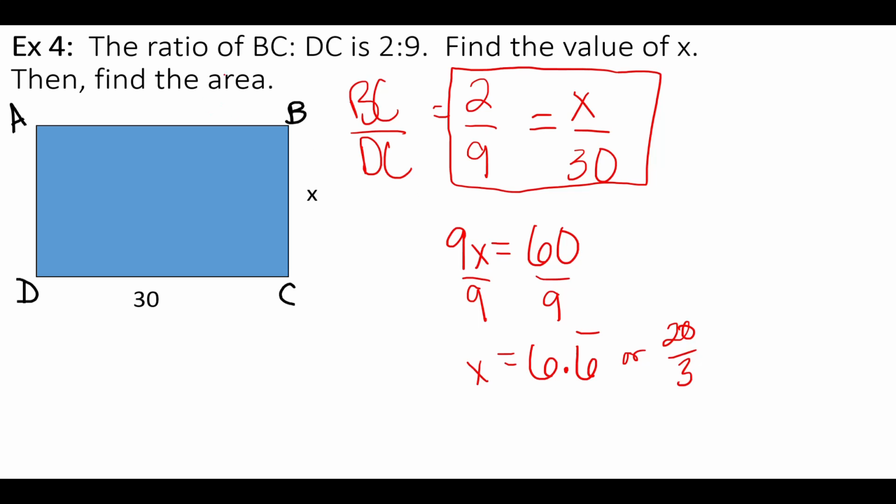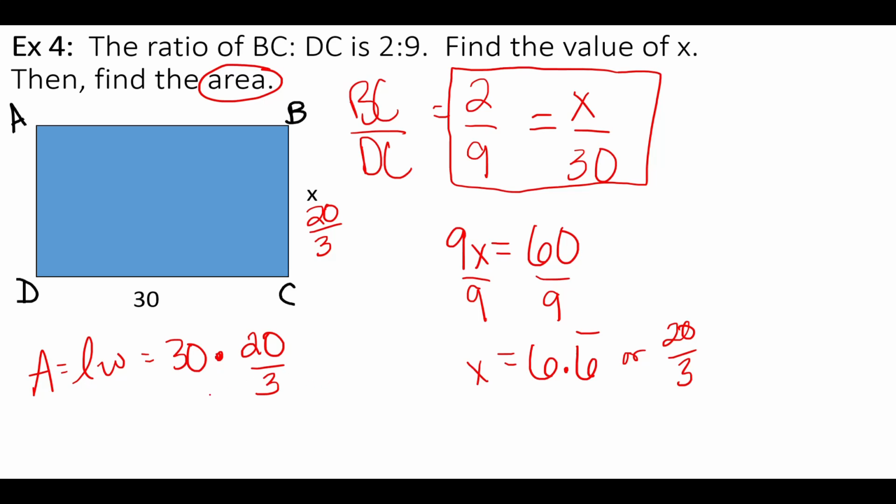They also wanted us to find the area. So we know this is going to be 20/3. Area of a rectangle should be length times width. So we're taking 30 times 20 over 3. When we punch that into our calculator, we should get a whole number of 200 units squared. Remember, when you punch that into your calculator, you might have to put parentheses around the 20 divided by 3. But that's our final area.